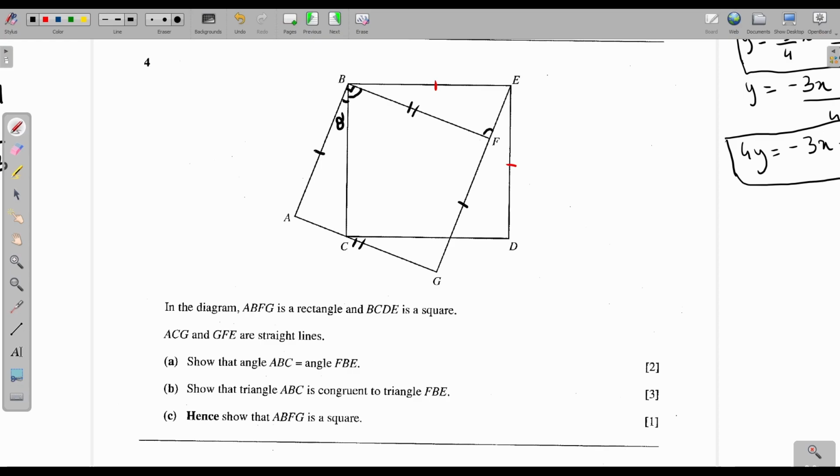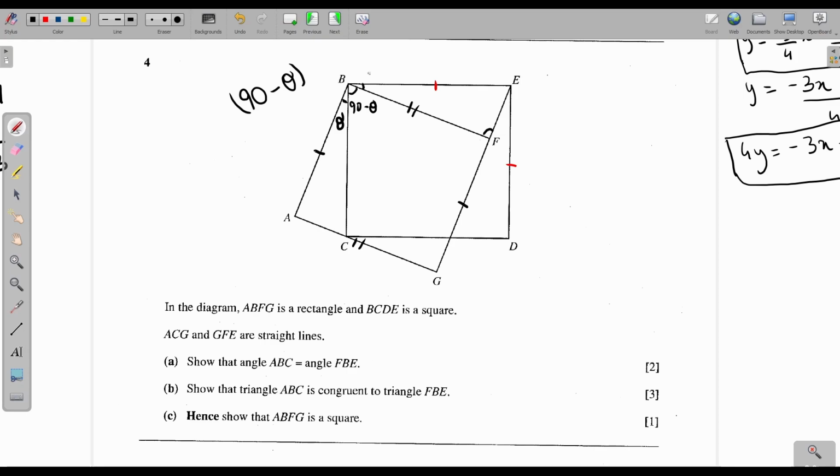So if I just want to get this part, what I would do is I would minus theta from 90. So just this part would be 90 minus theta. And now, if I come back here, let me just erase all of that. So just this part is 90 minus theta.